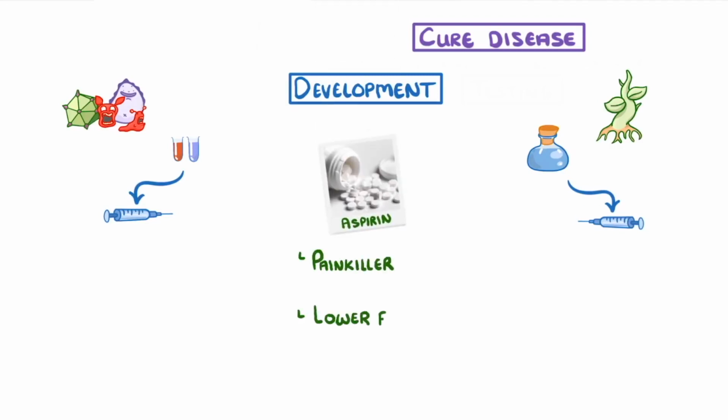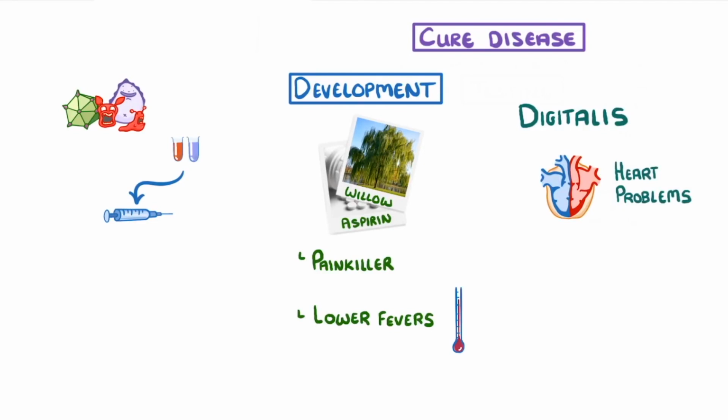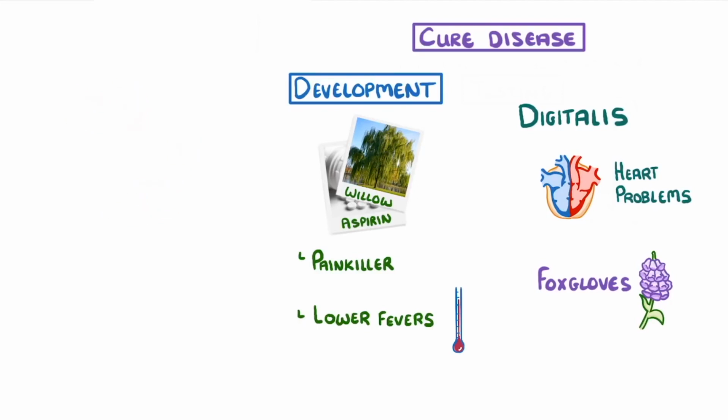Aspirin is a common painkiller that can be used to lower fevers. It's now super common, but it was originally developed from a chemical found in the bark of willow trees. Meanwhile, digitalis, which is used to treat heart problems like heart failure, was originally developed from a chemical found in these pretty plants called foxgloves. In fact, this finding originally made the plants so valuable that they almost went extinct in the wild.